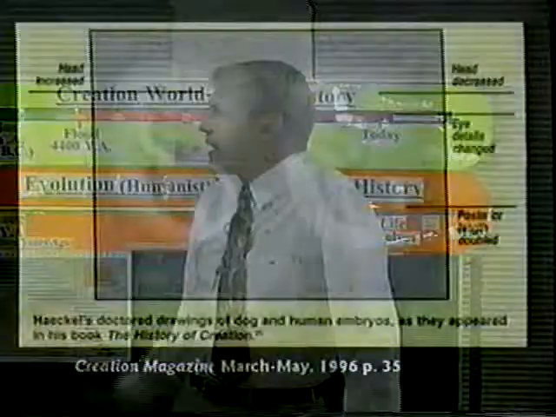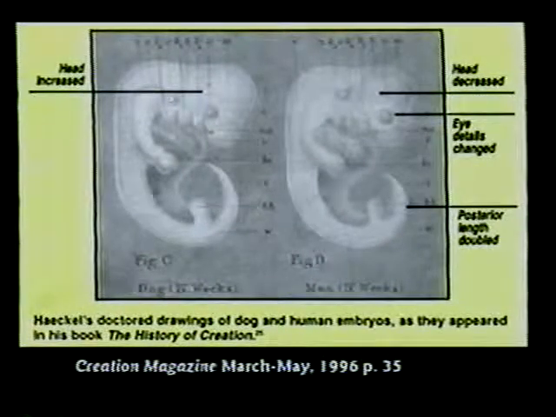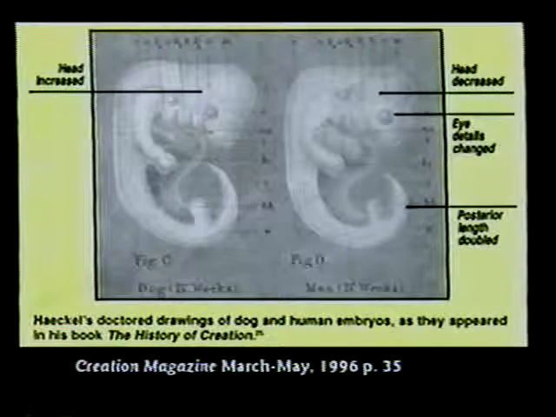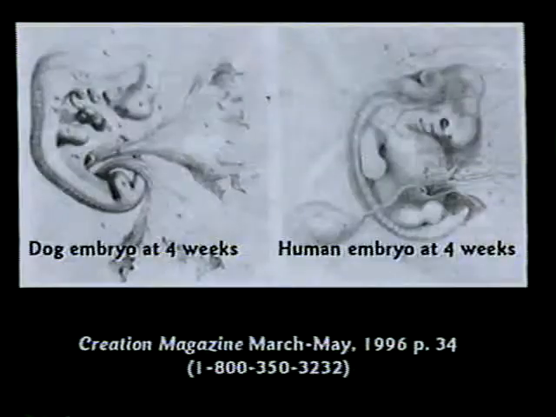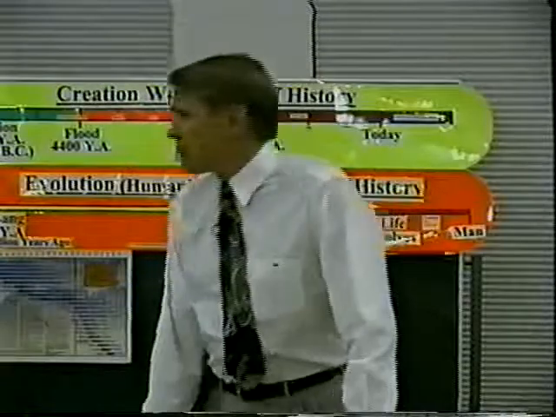He lied. He enlarged the head on the dog, and he decreased the size of the head on the human. He changed the eye details. He changed all sorts of things. Notice how similar they look. I'll back up one and show you. There's the actual drawings. If you take time to look at the actual drawings, the right ones, compared to his, you'll notice all sorts of changes. There they are, one on top of the other. He lied, basically. Ernst Haeckel actually did this with quite a few different animals.